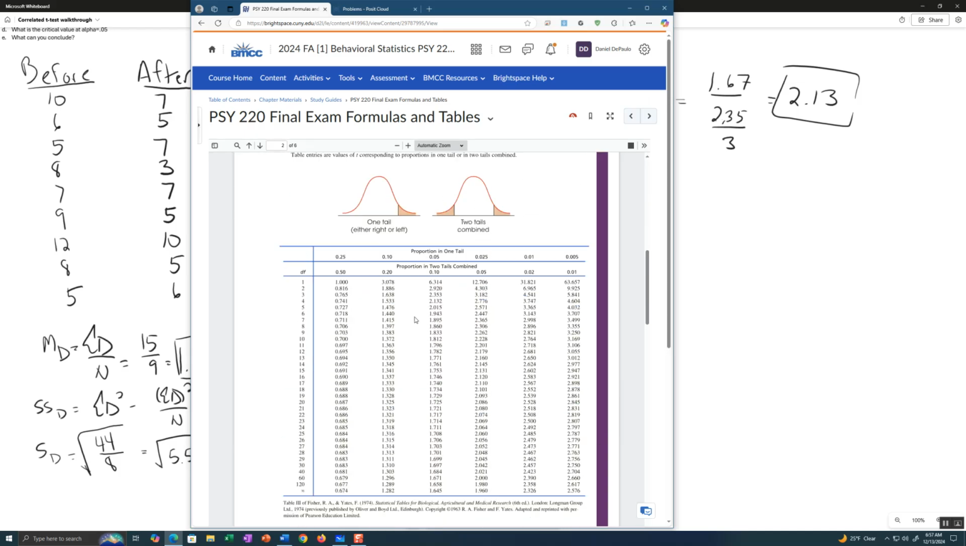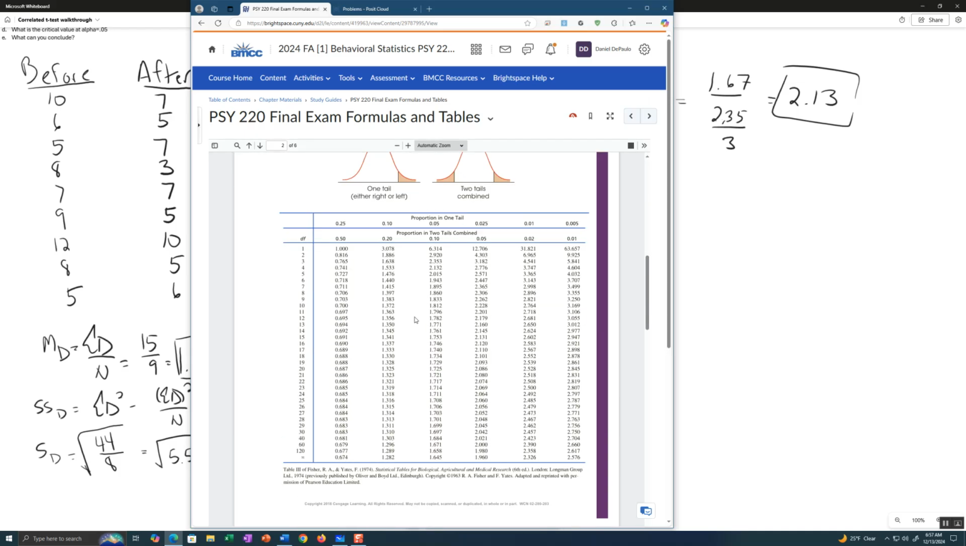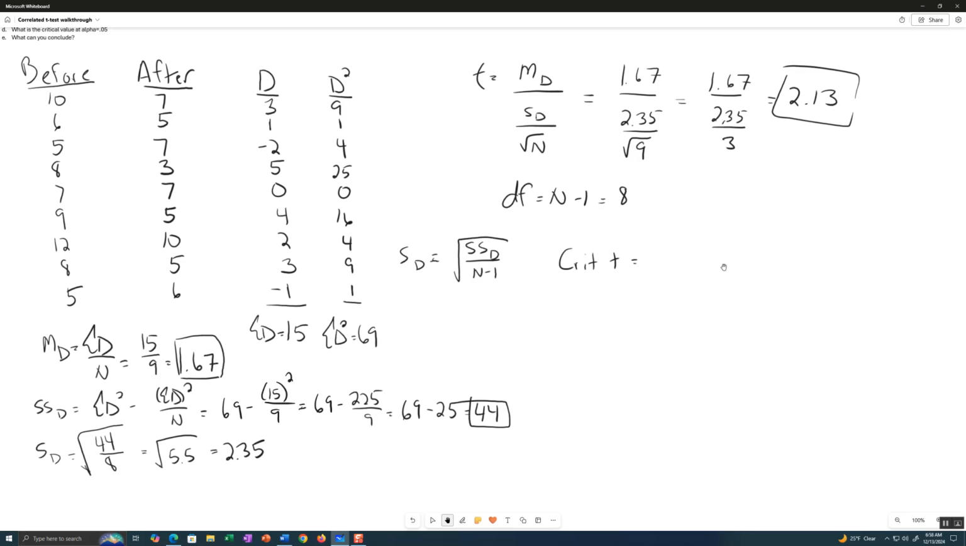This is the formula sheet. Here's the T distribution. And we want one-tailed, so the top row is one-tailed. Alpha of 0.05, which is this middle column. One-tailed. And we have 8 degrees of freedom. That gives us 1.860 as a critical value. 1.860.